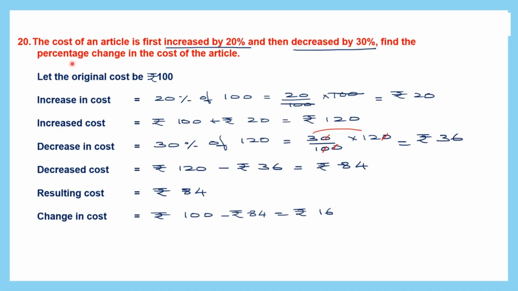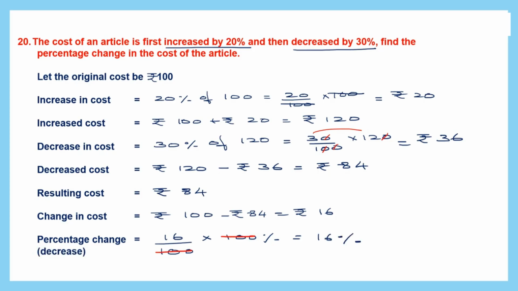Now we are asked to find the percentage change in cost. So the change in cost is 16 rupees. Convert this to percentage. So percentage change will be 16 rupees by the original cost, which is 100 rupees, into 100%, because we are converting it to percent. So here, as you can see, we can cancel this 100 and this 100. What is left is only 16%. So the percentage change here is 16%, and this is our final answer.